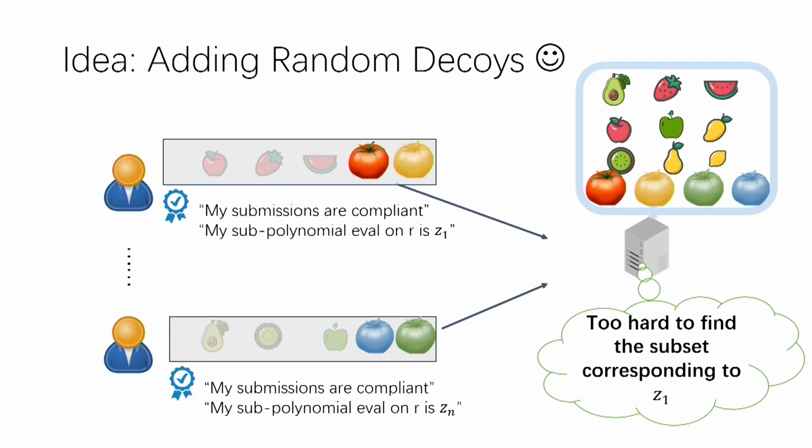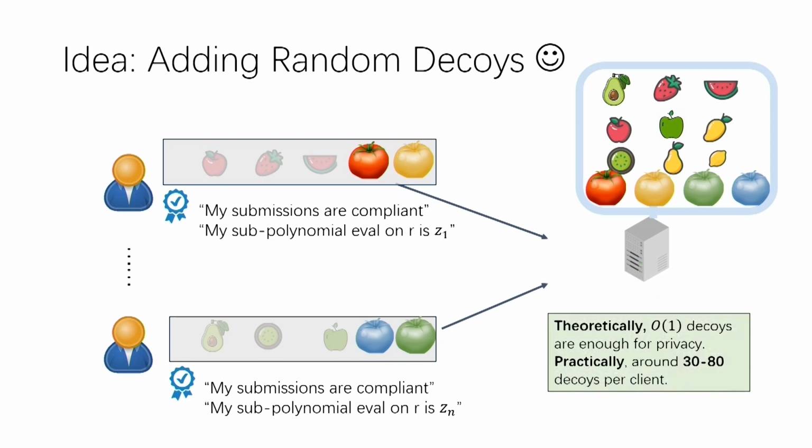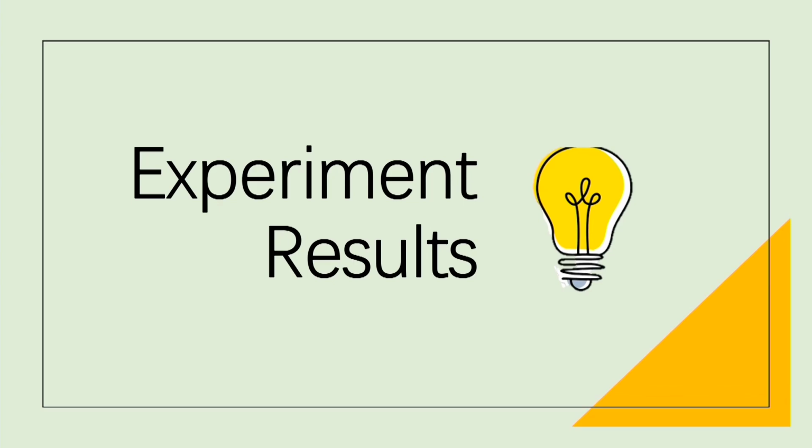That is, it actually adds a lot of difficulty for the server, which now finds it too hard to find a subset corresponding to the polynomial evaluation of Z1. Theoretically, we proved that a roughly constant number of decoys is enough for privacy. And in practice, around 30 to 80 decoys per client will be sufficient for a large range of applications. I want to point out that although the algorithm itself is surprisingly simple, the proof is actually quite non-trivial.